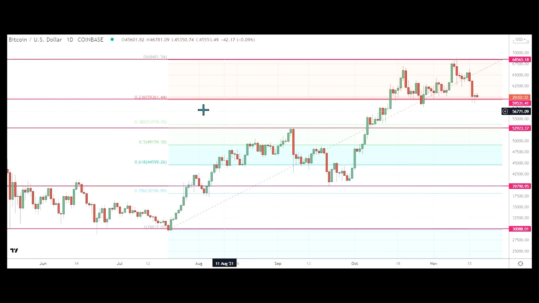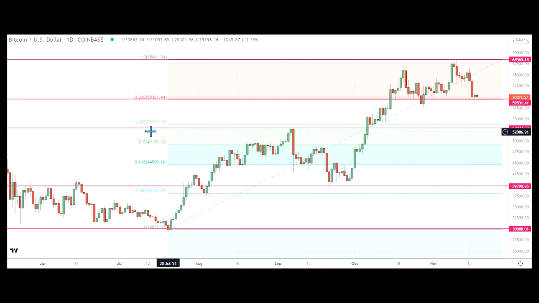So what you can see here is that I drew a previous support line right here. This is actually at the 23.6%. So this is actually a key support level for Bitcoin. And then the next level that is relatively close is the 38.2, which is at 53,000. So again, you can see my support line that I drew right here. So relatively close. And then the next level is right here, relatively close to the 78.6.